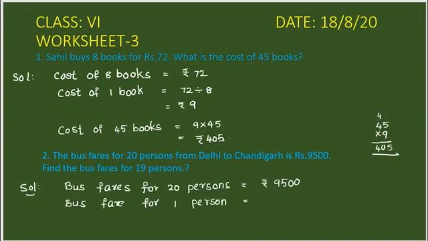So the bus fare for 20 persons, I have written 9,500. Now bus fare for one person. Why are we finding for one person? Because it is unitary method. We need to find the value of one unit first. Equals 9,500 must be divided by 20, because 9,500 is the bus fare for 20 persons. Now we need to get for one person.